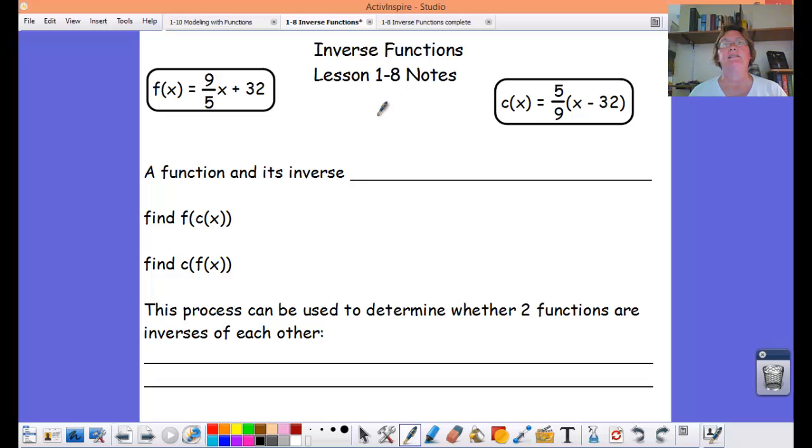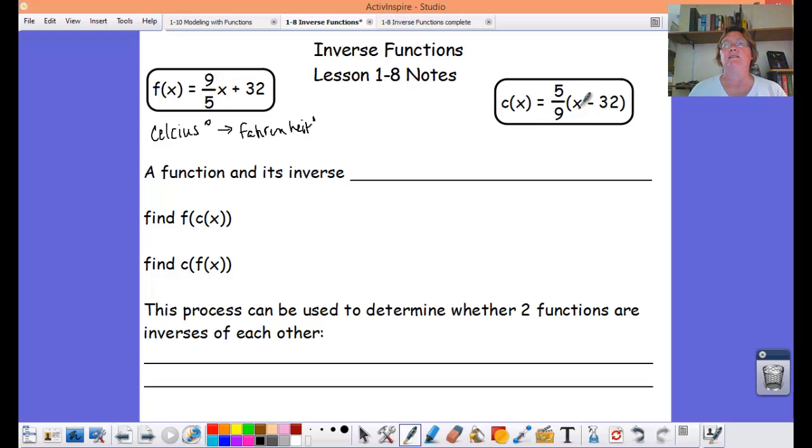Hi, today's topic is inverse functions, as you can see, and I have a pair of inverse functions here. The one on the left takes Celsius degrees as input and turns them to Fahrenheit degrees. So if you knew that it was, say, 100 degrees Celsius, you put the 100 in for x, you do the work, and it would get us to a Fahrenheit temperature of the boiling point of water, since 100 is the boiling point in Celsius.